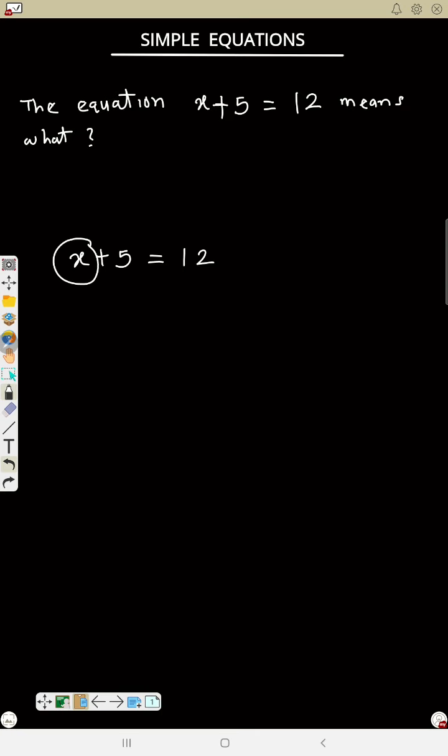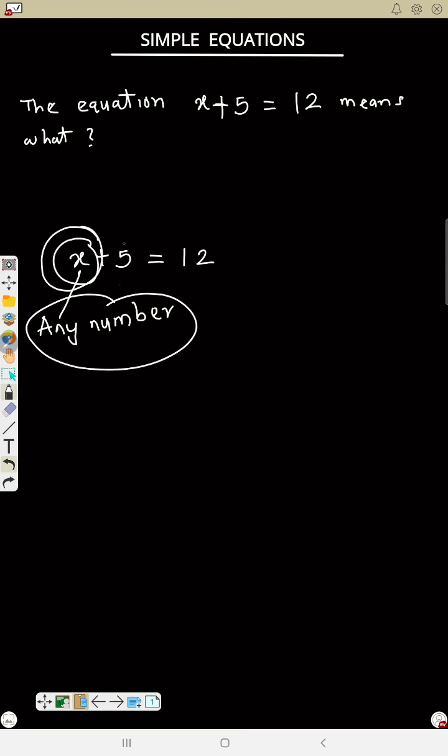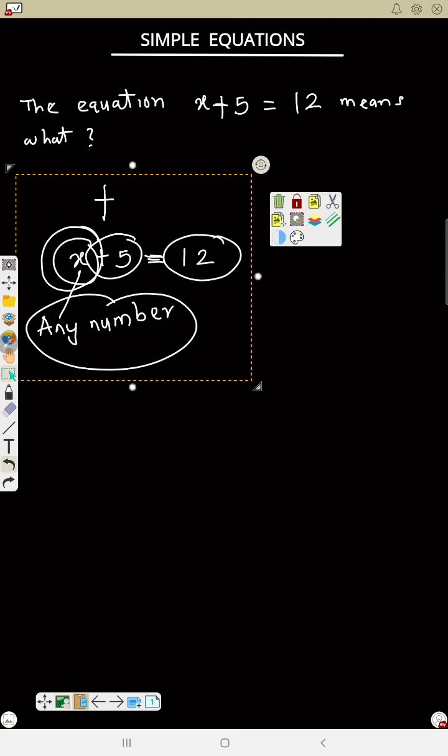It is not a number that you can just say maybe 3, 4, 5. It is alphabet. Now it means this x can be any number. It means any number plus 5 that will give you 12. So what number added to 5, because we have plus, gives 12. That is the meaning of the equation.